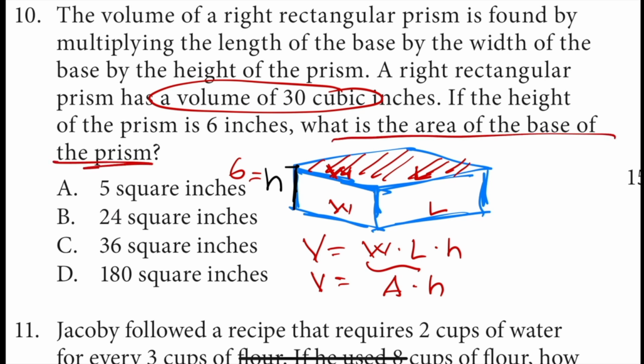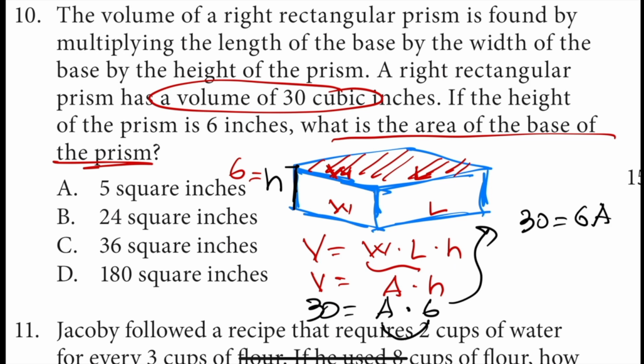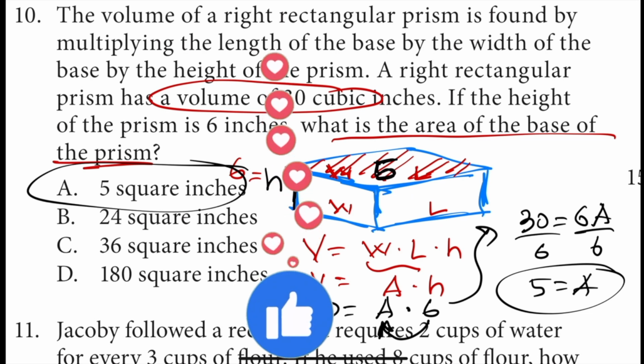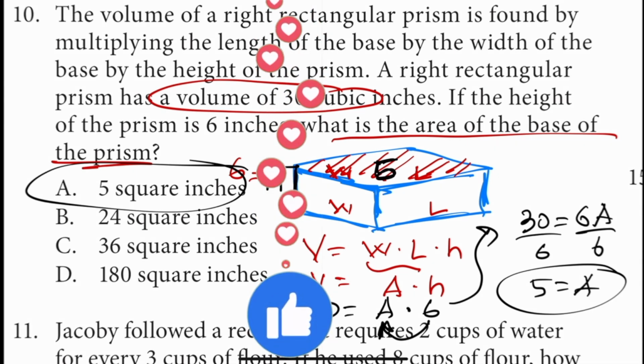Let's replace a couple of things. You know the volume, which is 30. The area, I don't know, but the height is 6. So I can rewrite this as 30 equals 6A. Instead of being on the back, I put it in the front. Divided by 6, divided by 6. 5 is equal to the area of the base of the prism. Answer is A. Okay, next one.